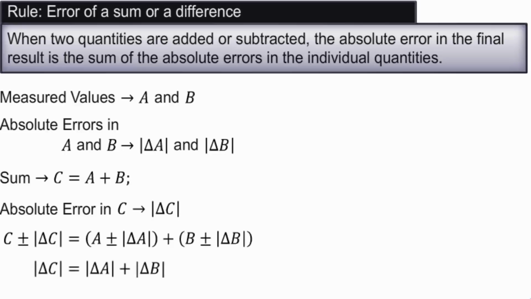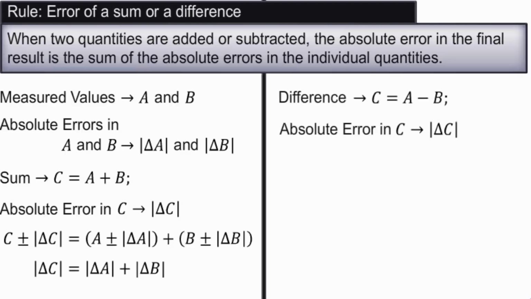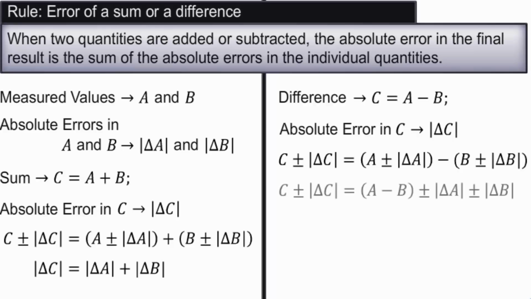For the difference C = A − B, we have C ± ΔC = (A ± ΔA) − (B ± ΔB), which is equal to (A − B) ± ΔA ± ΔB, or ΔC = ±ΔA ± ΔB. The maximum value of the error ΔC is again ΔA + ΔB.